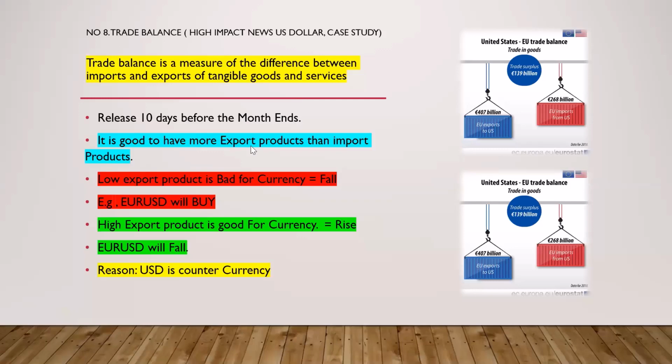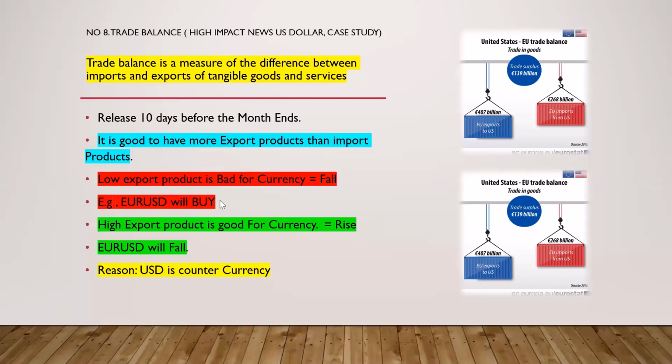it is good to have more export product than import product. Now, low export product is bad for currency, because when a country is not exporting more, they don't have anything they are producing that they can export to other countries. So their trade balance rate will be dropping, and it will be bad for the currency because people won't demand their goods anymore. And for example, Euro USD will buy.